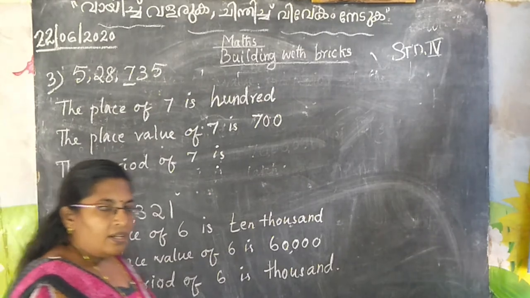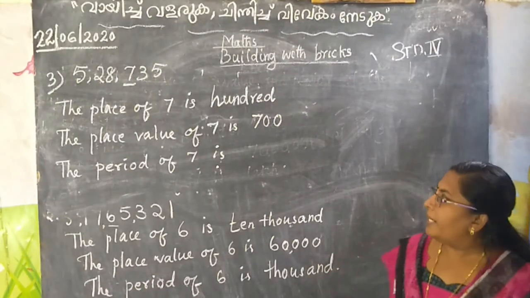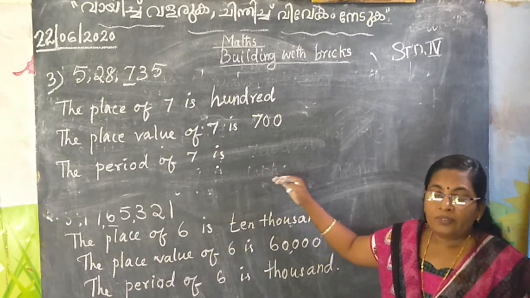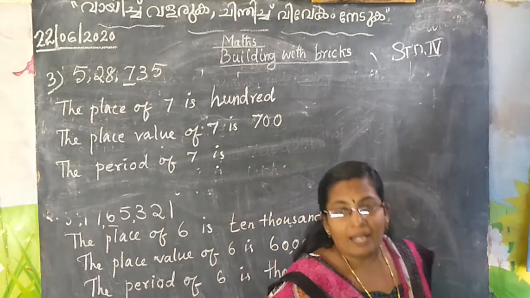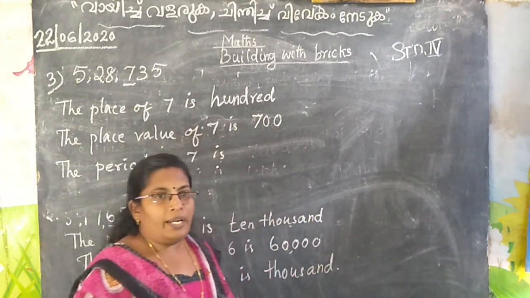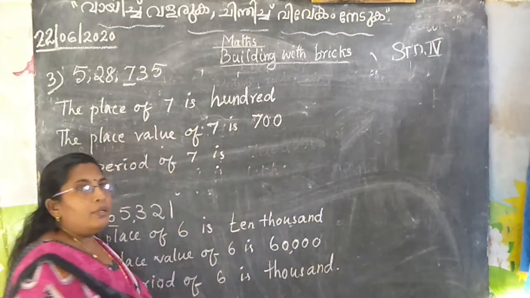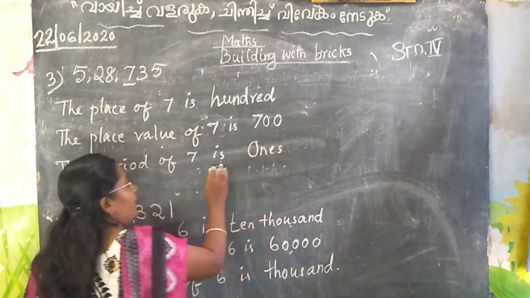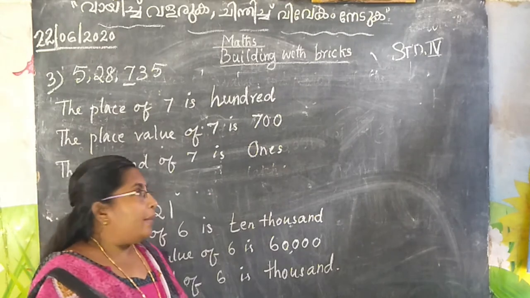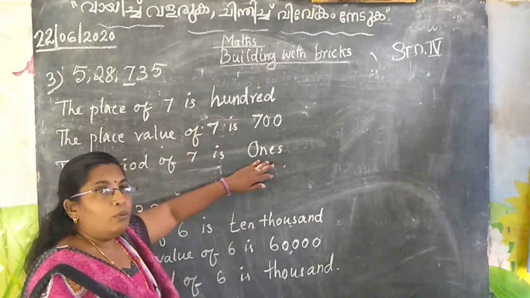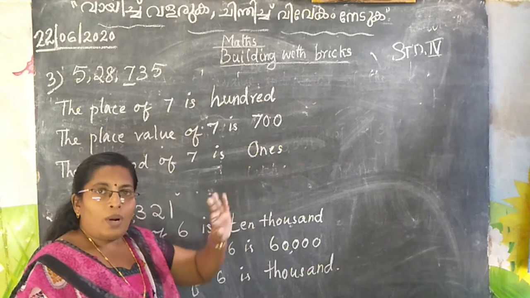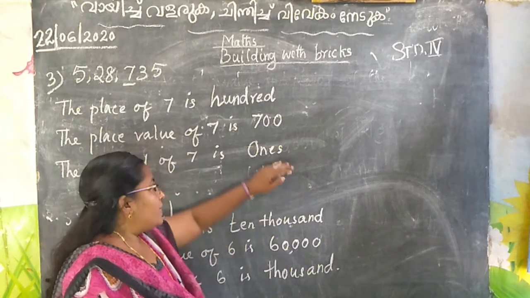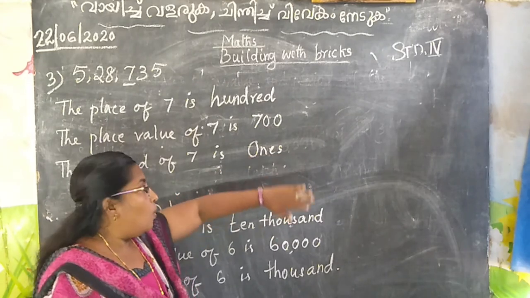Next, the period of 7. What is the period? Hundred comes under which period? Ones or unit period. Anyone you can write, ones or unit. Here I am writing ones. Ones period. Okay, hundred comes under the ones period. In the ones period, what are the places? Ones, tens and hundred. That is the ones period.